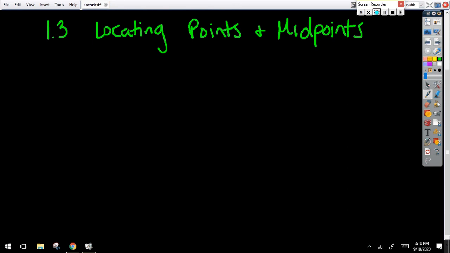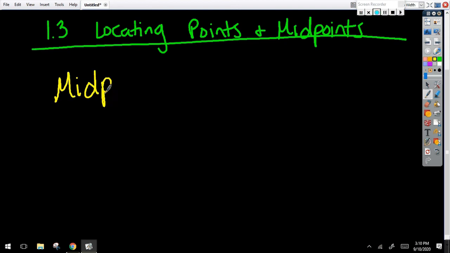The first thing we're going to talk about are midpoints of a line segment. So midpoint is exactly what it sounds like. Midpoint is the middle of the segment.